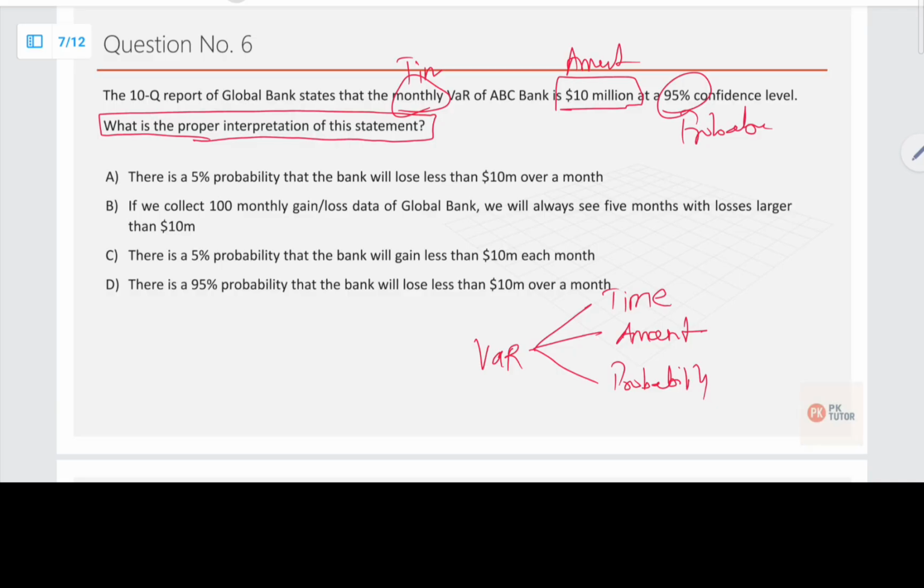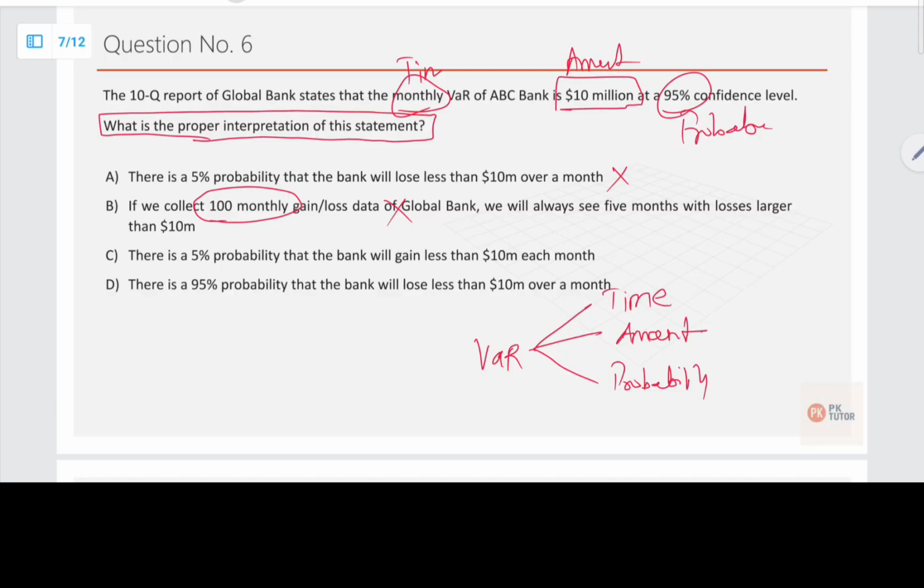There is no confusion, it is very clear. You read it properly that the monthly VaR of the bank is 10 million at 95%. So that means there is a 95% chance that the bank will lose less than 10 million. So this is not the correct answer. If we collect, there is nowhere given that if we collect this one, so this is also wrong.